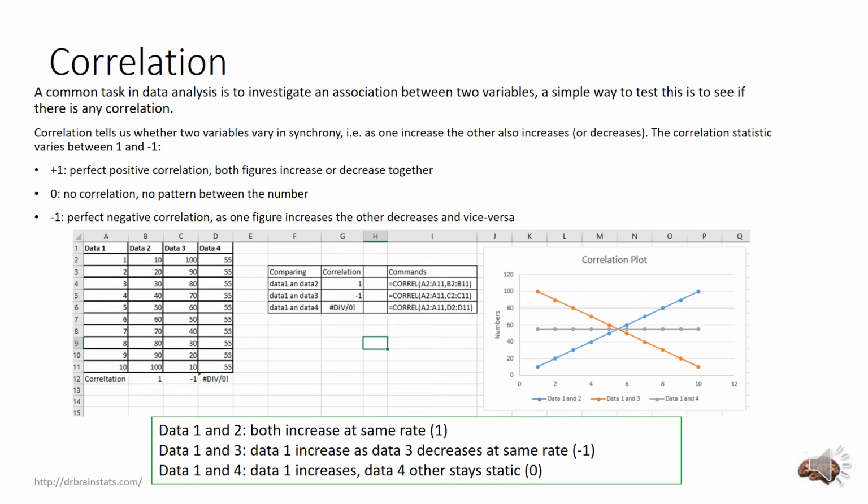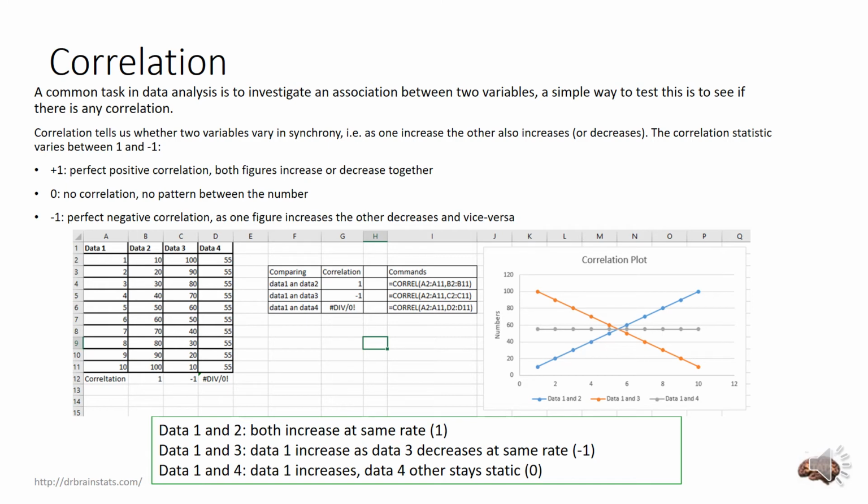And I'm going to compare it against B2 to B11, my second cell block. So it's perfect correlation. Now look at data 1 and data 3. You can see as data 1 increases, data 3 decreases. And that's got a perfect negative correlation.